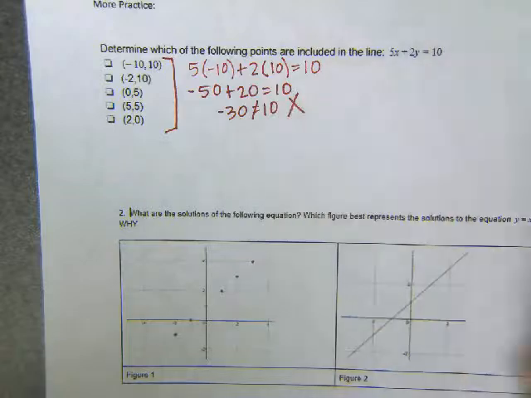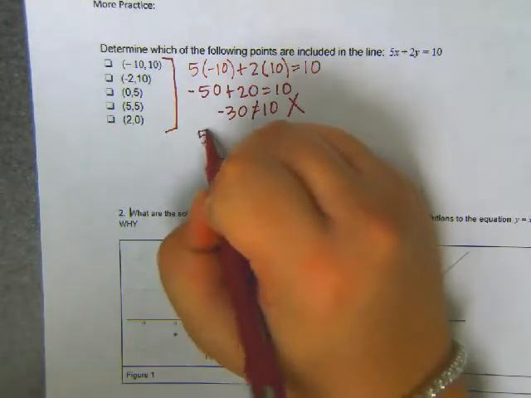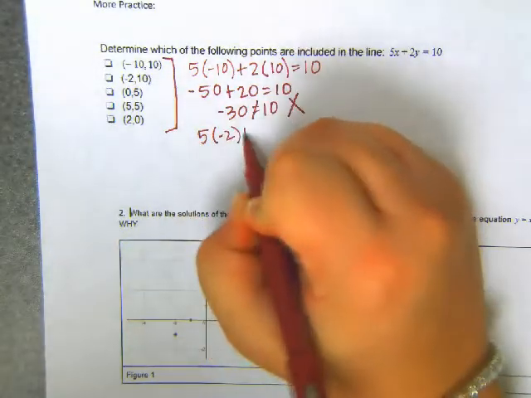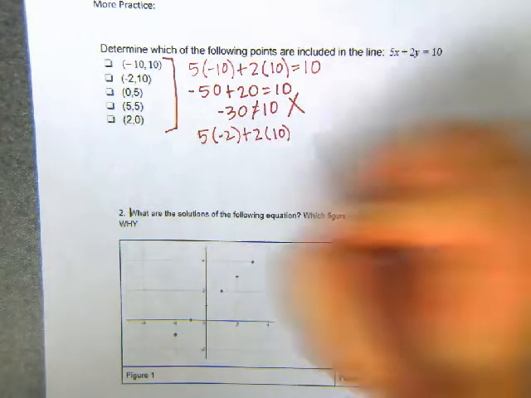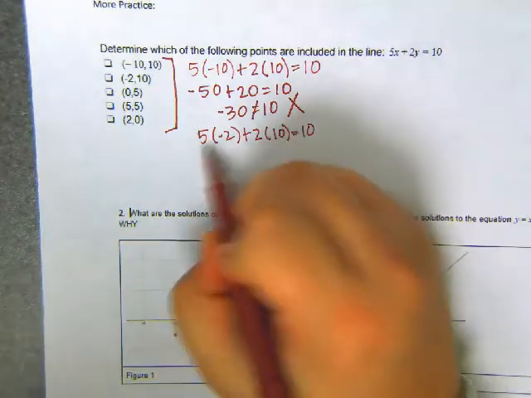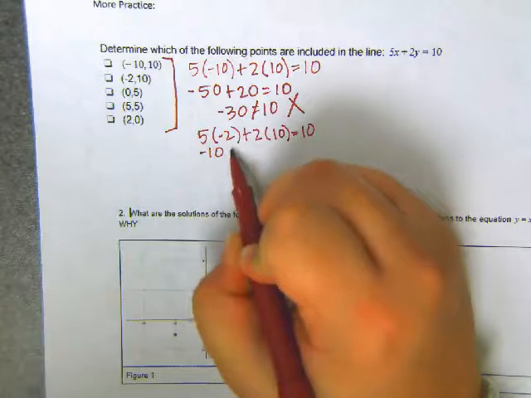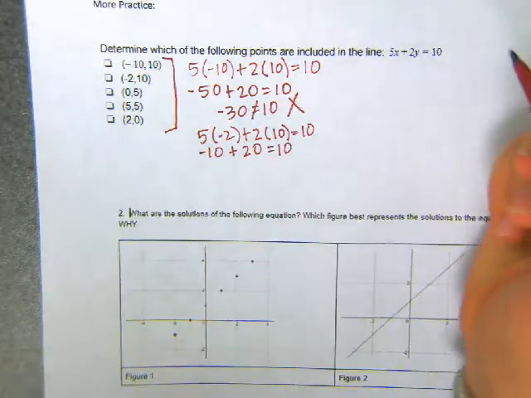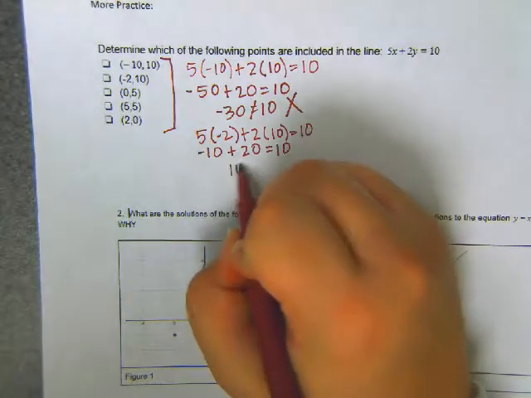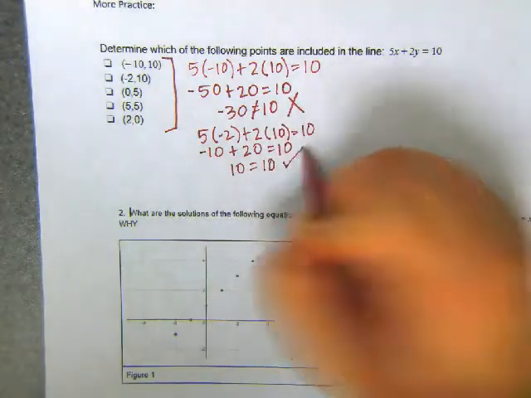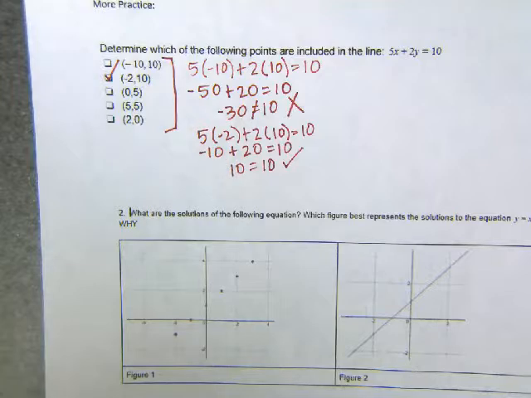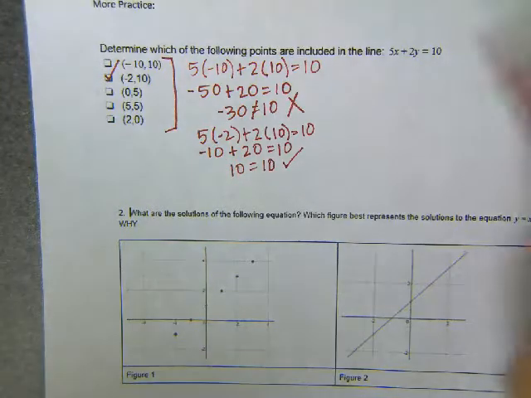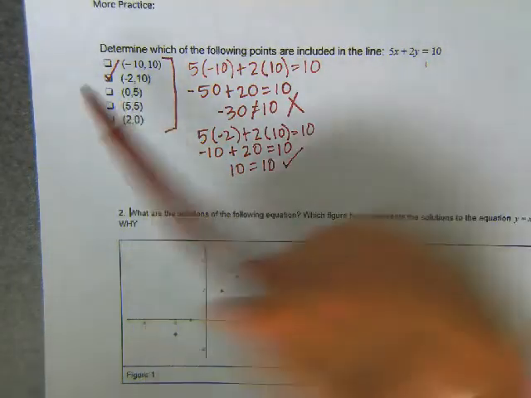Okay? So now we're going to plug in negative 2, 10, so 5 times negative 2 plus 2 times 10 equals 10. 5 times negative 2 is negative 10, plus 2 times 10 is 20, equals 10. Negative 10 plus 20 is 10, equals 10, which is true, so then the second point is a solution to the line. So if we were to graph this, this point would lie on that line.